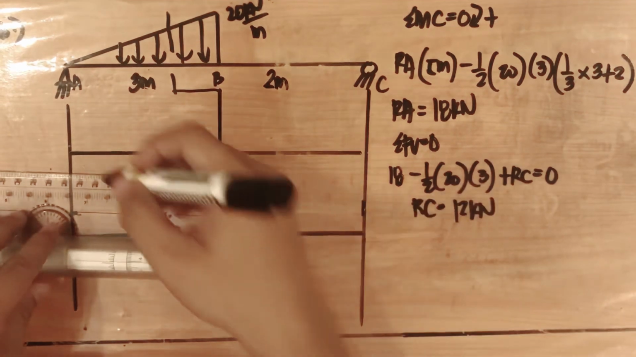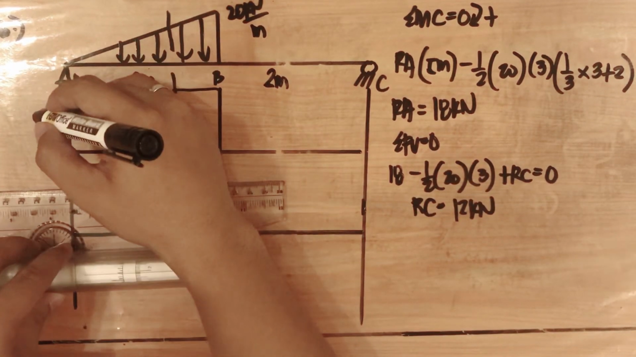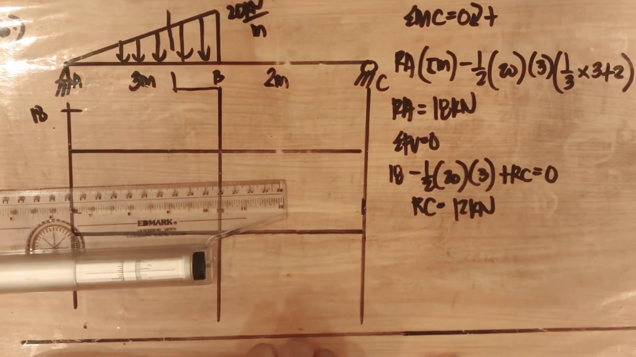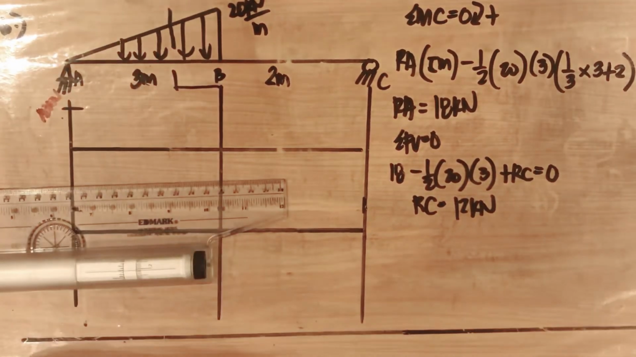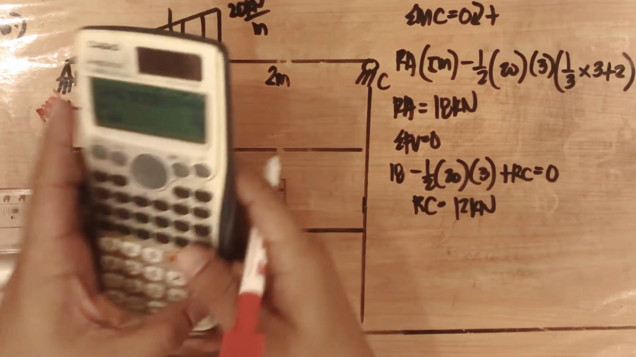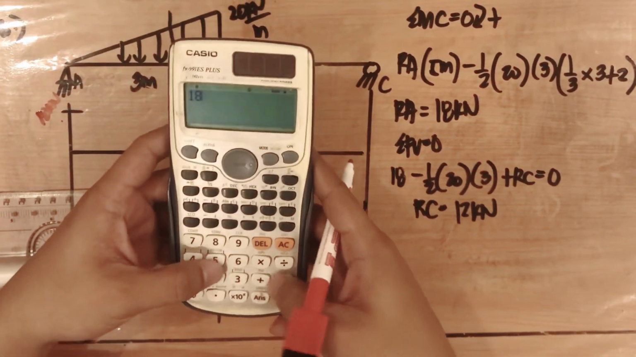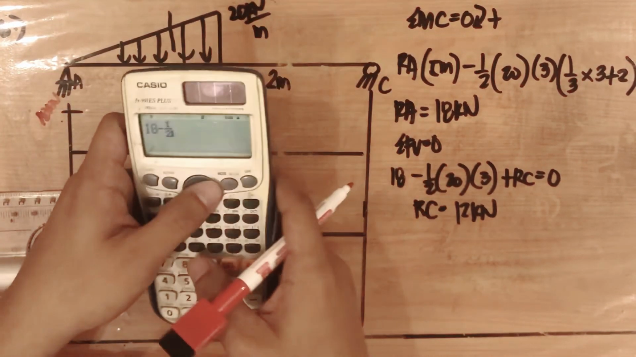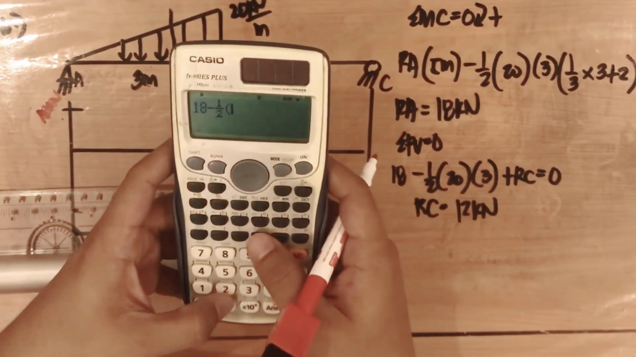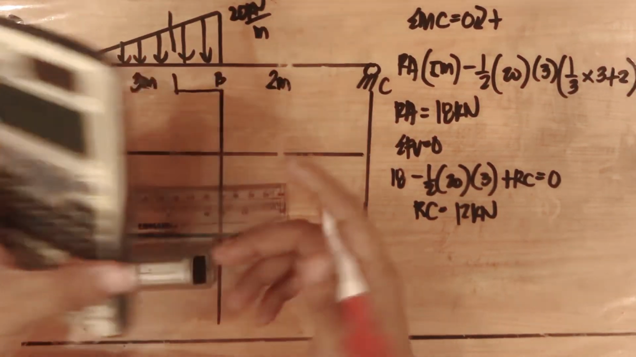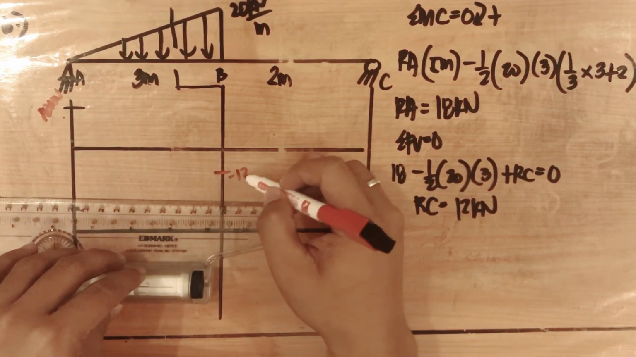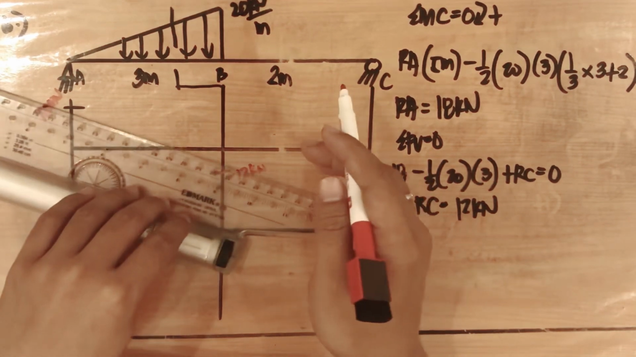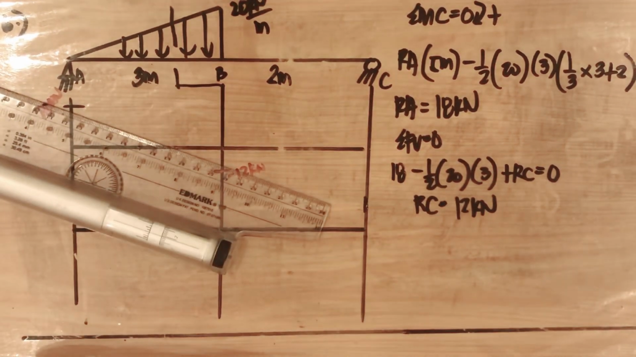At point A, we have a support reaction equivalent to 18 kilonewtons. So, this is 18 kilonewtons. Then from point A up to point B, let's determine the shear. So, positive 18 minus 1/2 of 20 times 3. So, we have a shear at point B equivalent to negative 12 kilonewtons. So, from point A up to point B, negative 12.